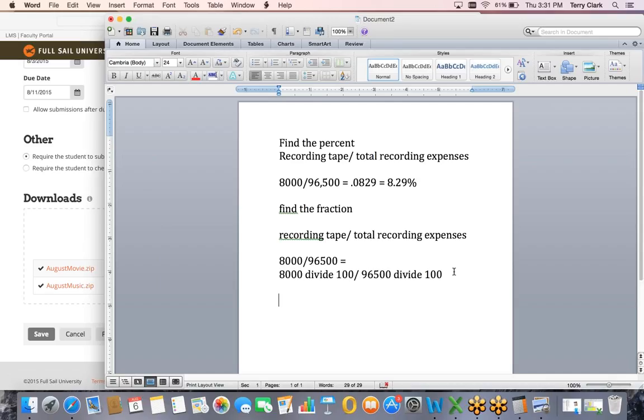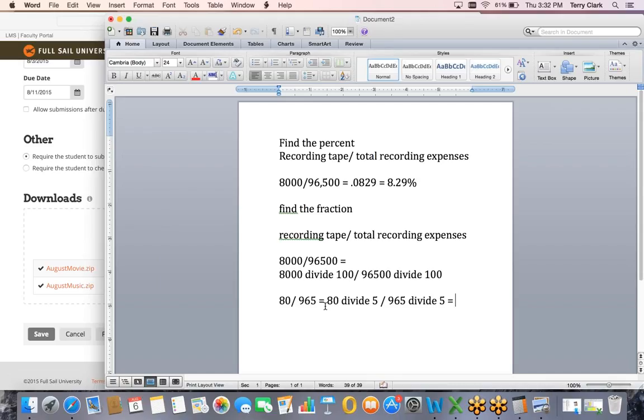So 8,000 divided by 100 is going to give us 80. And 9,650, in this case, divided by 100 like that, is going to give us 965. Okay, so we took 100 there, took 100 there. Now both of these, we're still not finished because these numbers end in 0 and 5, so they can both be divided by 5. So we're going to take 80 divided by 5, and then we're going to take 965 and divide it by 5.